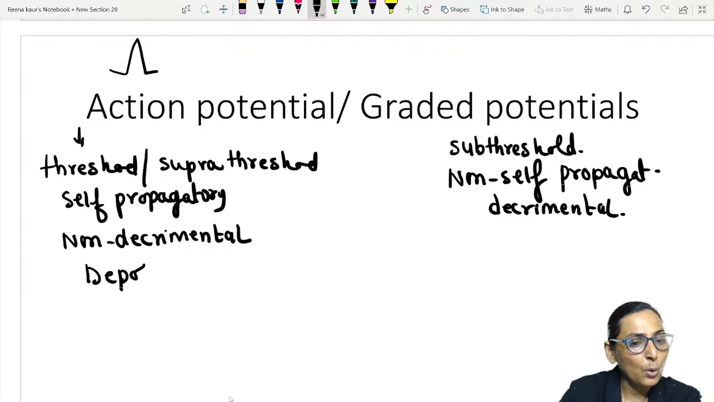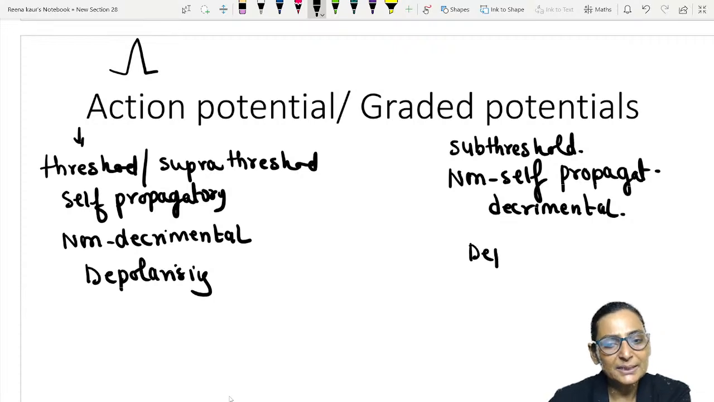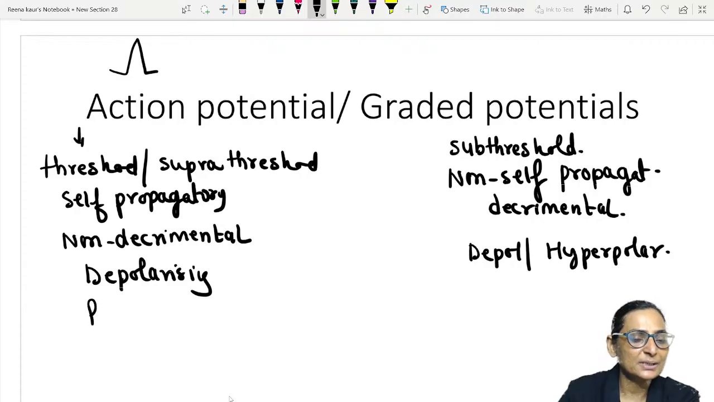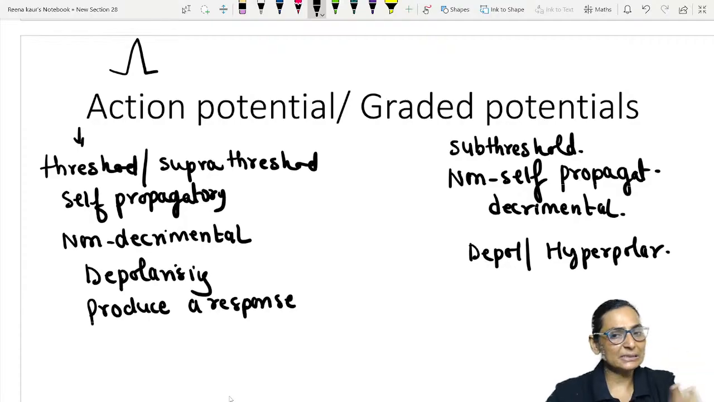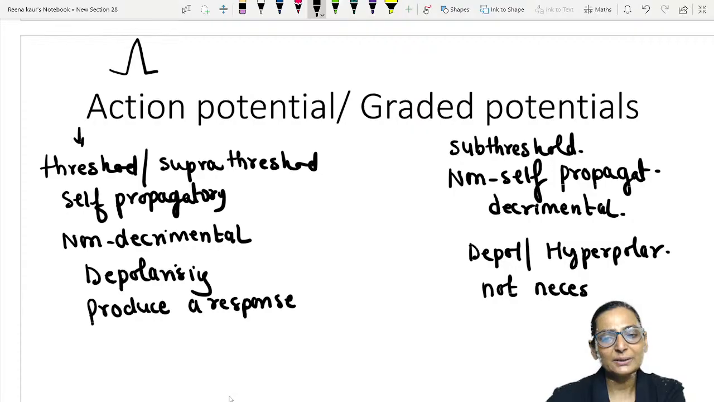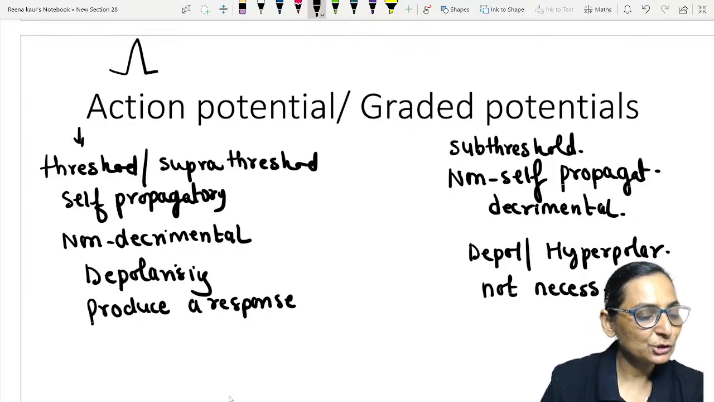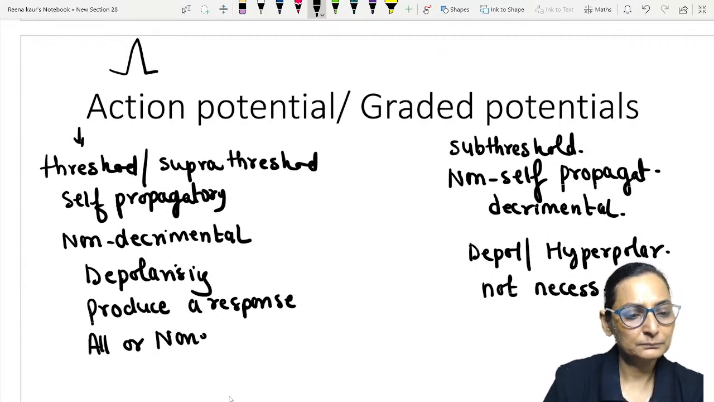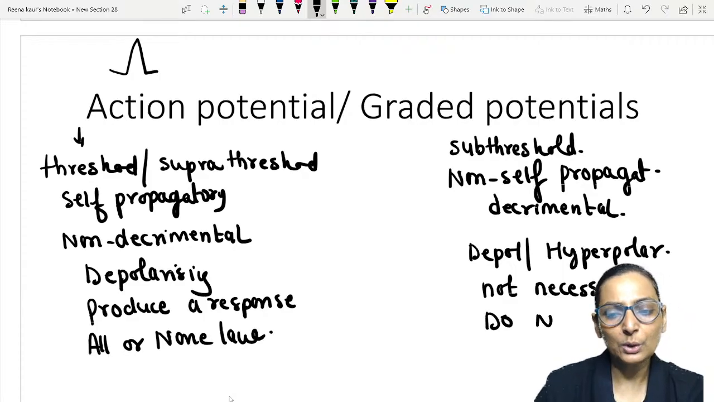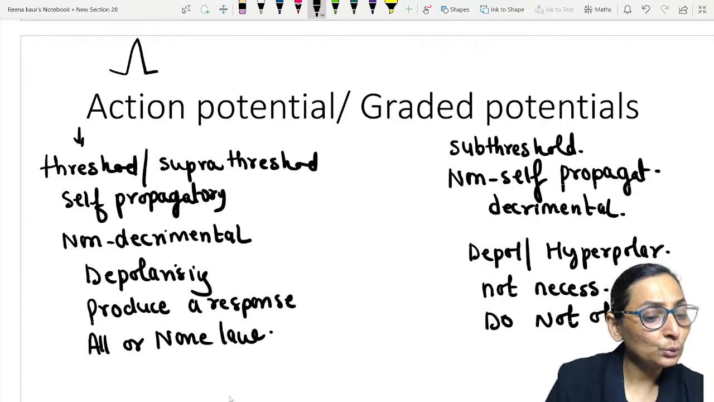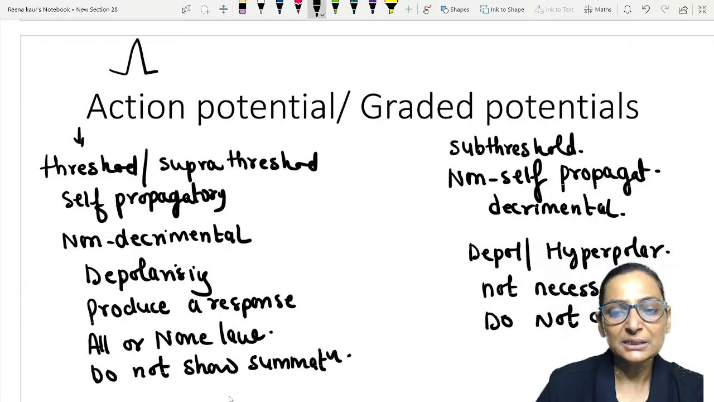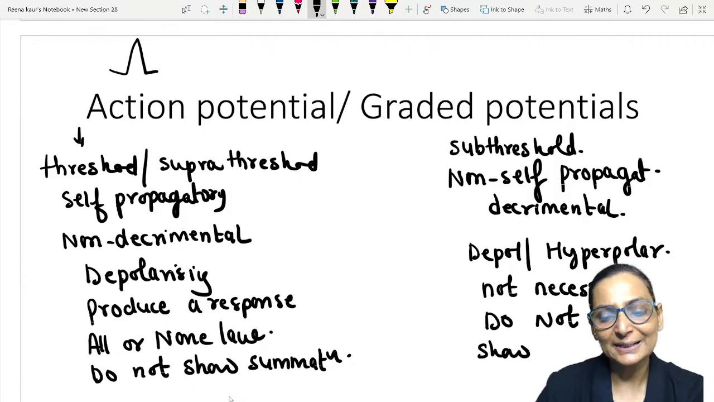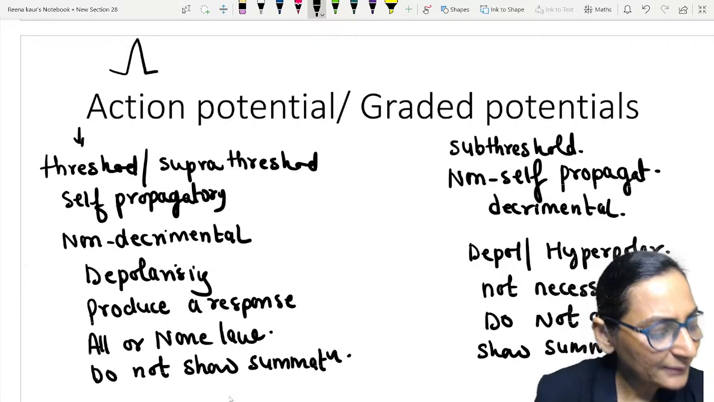Action potentials by and large are always depolarizing, but graded potentials can be depolarizing, they can also be hyperpolarizing. Action potentials always produce a response, they have some effect. मतलब कोई तो effect आएगा, muscle contraction है या कुछ secretion है. In graded potentials, not necessarily, they may or may not produce a response. Action potentials show the all or none law, while graded potentials do not obey the all or none law. Action potentials do not show summation. But graded potentials, because they are brought about by subthreshold stimuli, exhibit summation.